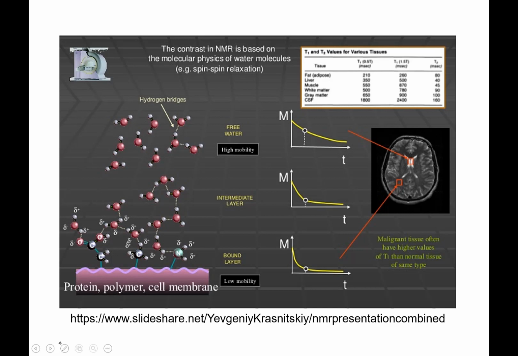They were working on using different nuclei other than hydrogen to image soft tissue. So that's how MRI goes.